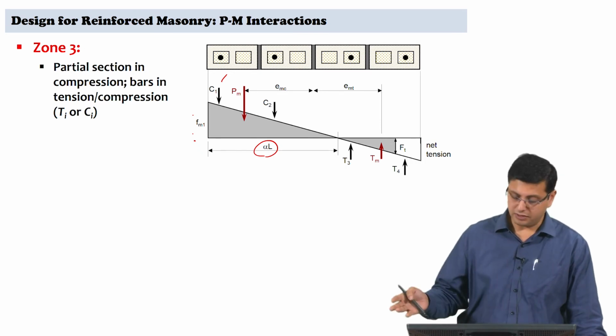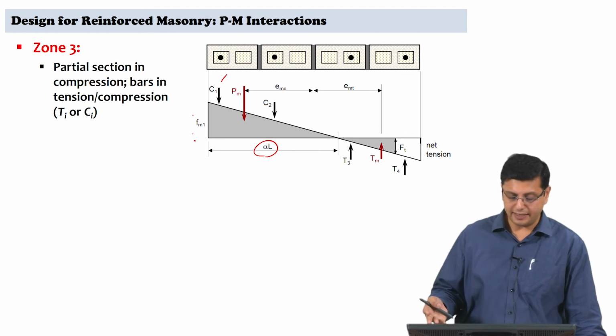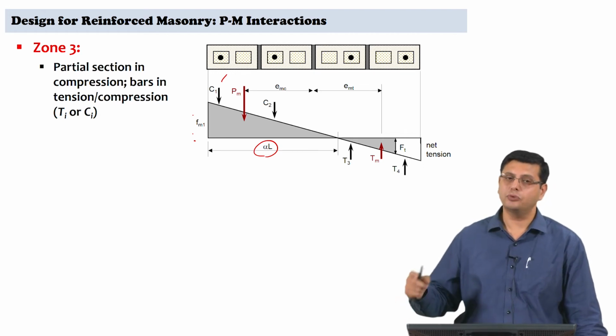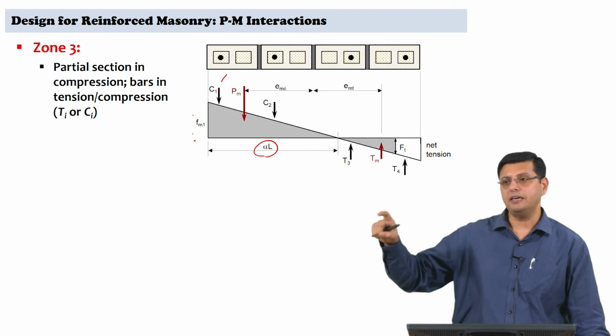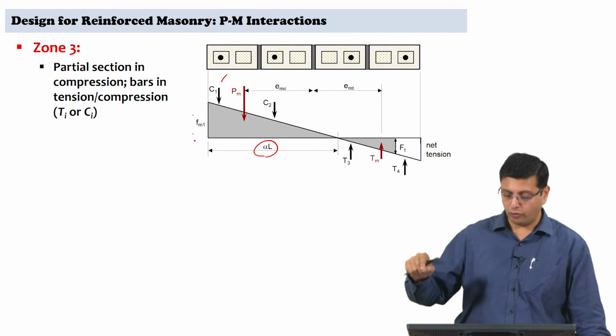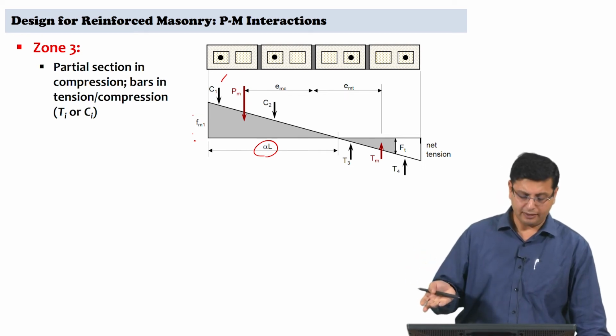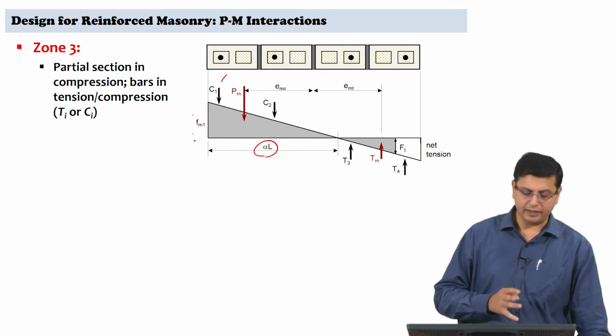So in this, typically you will get all the bars in tension, but whether or not all the bars would actually reach the peak value, the permissible tensile force ASI into Fs, is something that is typically not seen.